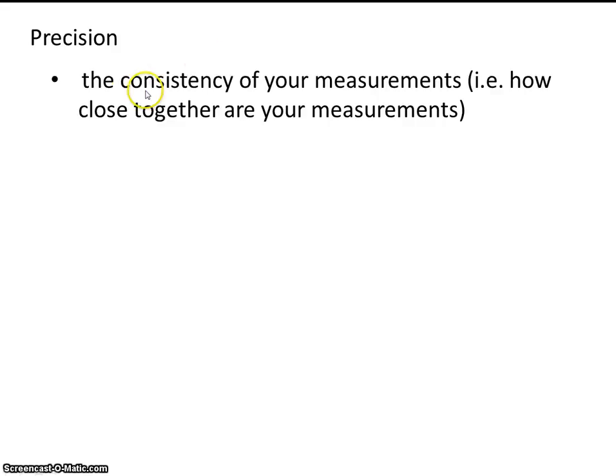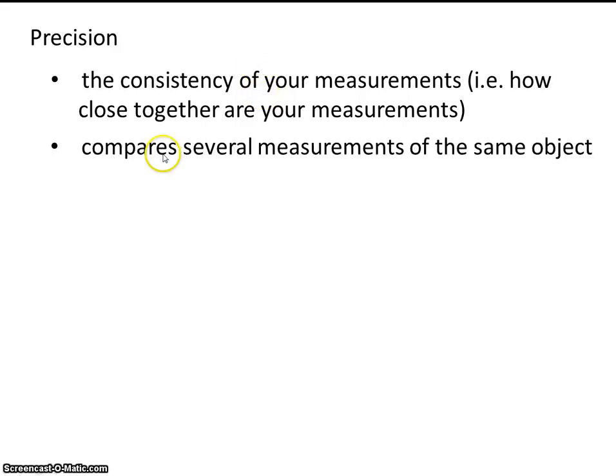Precision is the consistency of your measurements. That is, how close together are your measurements. And it usually compares several measurements of the same object. Okay, describe the following data sets.